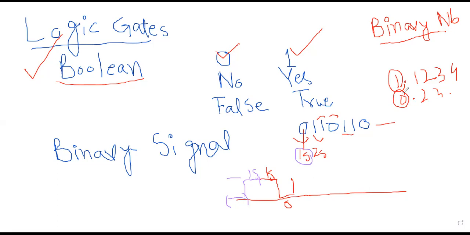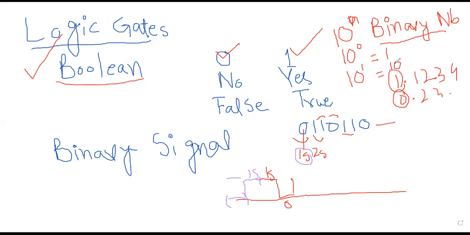Basically, a binary number is a number that contains 10 raised to power n. So when it is 10 raised to power 0, what is the value? The value is 1. When it is 10 raised to power 1, the value is 10. And 10 contains only 0 and 1.